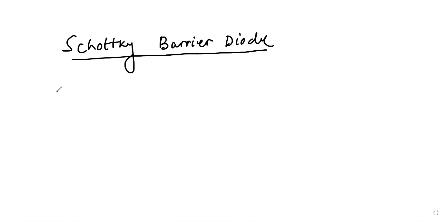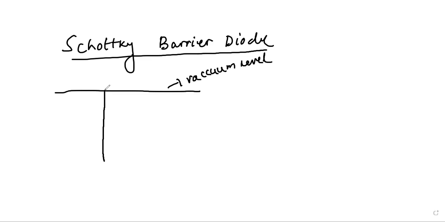To start with, we will define a vacuum level here. Let me tell you what the vacuum level is. We will define this vacuum level as the reference energy level, and it represents the energy of an electron outside the solid. Then let me draw the metal side. Suppose this is the metal side and the other side is the N-type semiconductor.